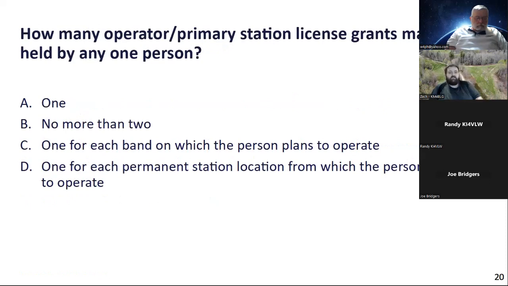So next question, how many operator/primary station license grants may be held by one person? Anybody? Uno. Yep. A good way to think of this question is, how many licenses can you have? Well, you can only have one ham license, just like you can only have one driver's license. So, pretty simple there. Answer is one, A.